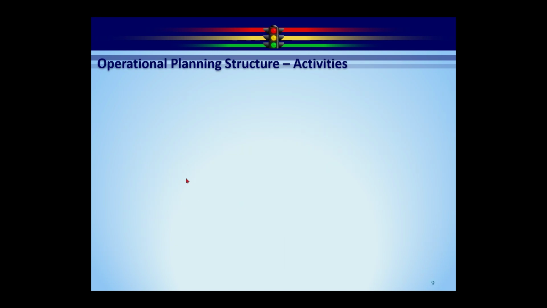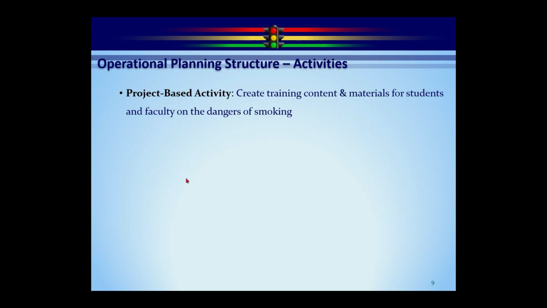Now, you may recall that there are 3 distinct types of activities in the system. Project-based activity is by far the most common. It was the original and the only one at one point in time. And then over time, we added the different types here. But think of anything that's a project, something you're going to complete in a given period of time, like create training content and materials for students and faculty on the dangers of smoking. Sounds like a project. We're going to do some PowerPoints, maybe some videos, maybe some user guides, things along that line. Whatever we need to go out and do the training.